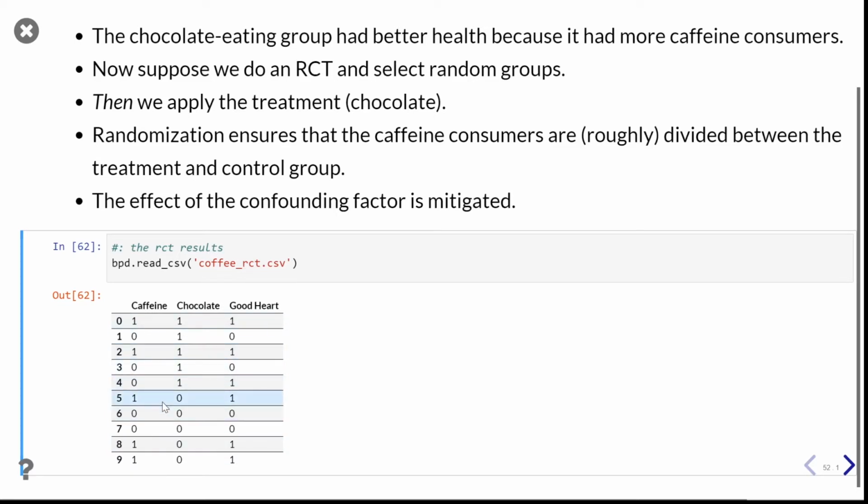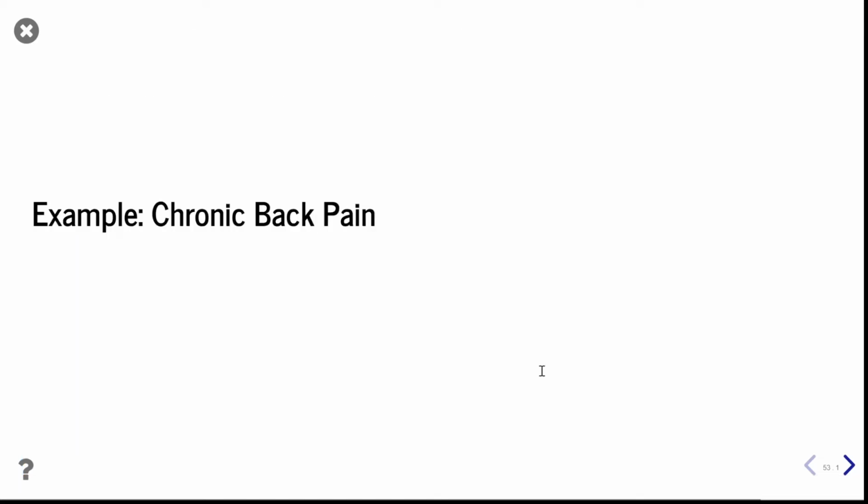And remember, it's caffeine, not chocolate, that's actually causing the good heart health. So at the end of the day, I see that there isn't much of a difference now between the people who consume chocolate and the people who didn't. And so I would say that there isn't a significant difference in this RCT, and chocolate does not cause good heart health. If I were to rerun the study and use caffeine as my treatment, then I would see a significant difference, and I would say that this does look to be causal.